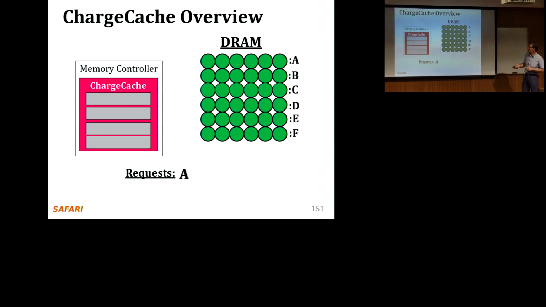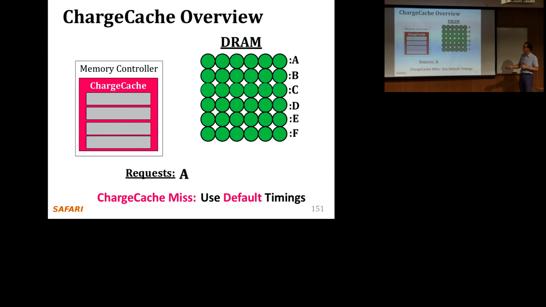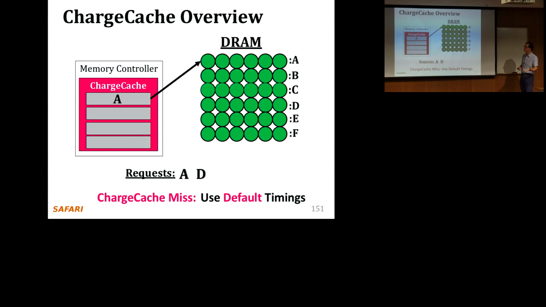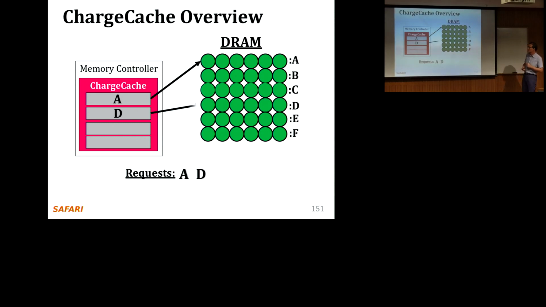The memory controller basically keeps track of requests. Let's say the request is row A. Is it in the charge cache, meaning is it recently accessed? No. Then use default activation latency, default timings. Okay, now you get another access to row D. It's not in the charge cache, which means that you use default timings. This is to the same bank.